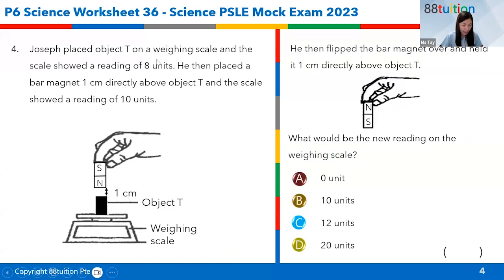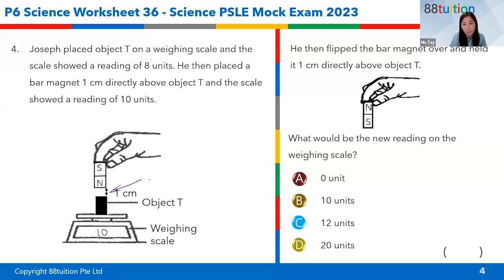Joseph placed object T on a weighing scale. I like this question. The scale showed a reading of 8 units. So at first 8. Then he placed a bar magnet at the top. There's a 1 cm gap. And then what happened is the scale now shows an increase in reading to 10. 10 units now. So what can you say about what happened over here?